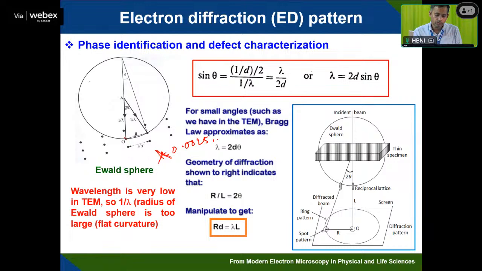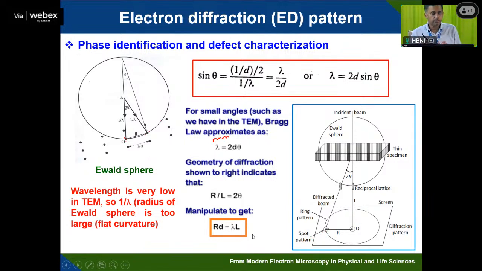0.0025 nanometer. So it is very, very low, and because of this, 1 by lambda is much bigger. So what will happen? The Ewald sphere looks like a big sphere where almost that surface will look flat. That means a larger number of diffraction spots fall on this Ewald sphere. So what will happen?